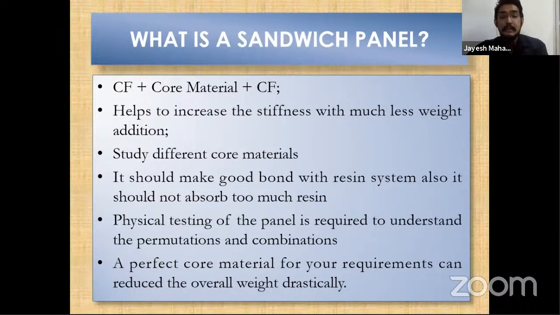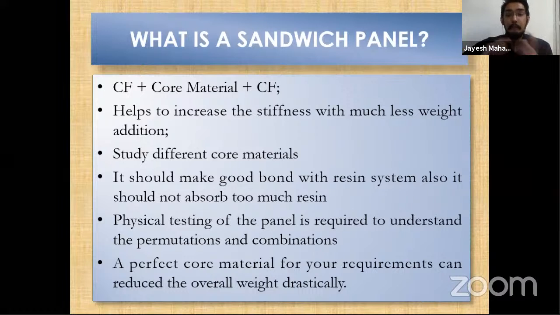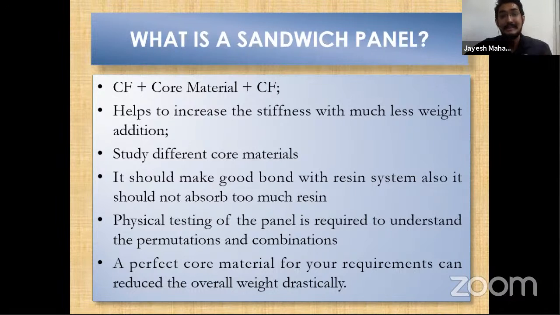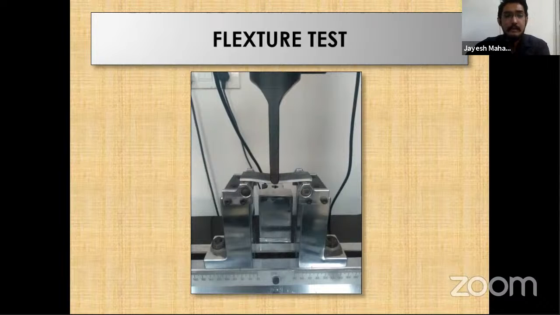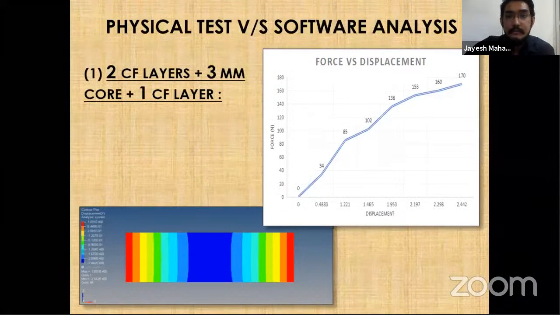Physical testing of the panel is quite required to understand the permutations and combinations which you can play with, like how many layers you should put above, put below, or how it should be. So you need to make a lot of panels with the core material and get them tested physically. A perfect core material for your requirements can reduce the overall weight drastically. Trust me on this. So this is how you can test your panels. This is a flexure test on a panel, so let us take a few examples.